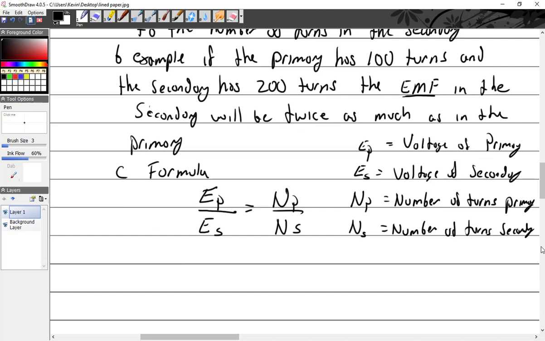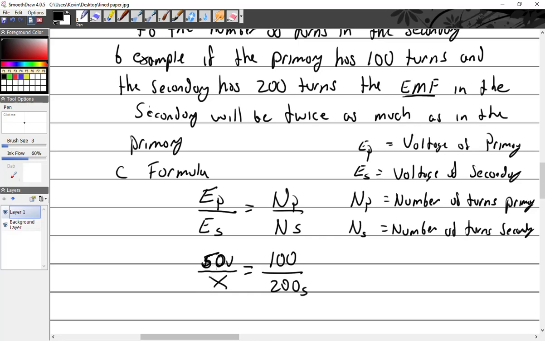So if we look at that, we could make up an example: EP over ES is equal to NP over NS. What was my example? I had 100 turns in the primary and 200 in the secondary. What if I had, why not, 50 volts in the primary? How many volts do I have in the secondary? 100. Well, we can do it one way, just look at it: 100 is to 200 as 50 is to 100, so it becomes 100.